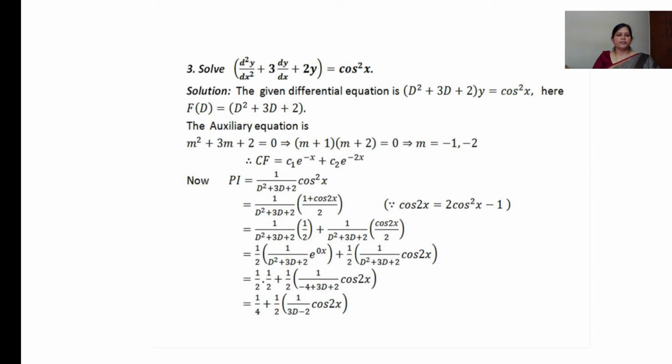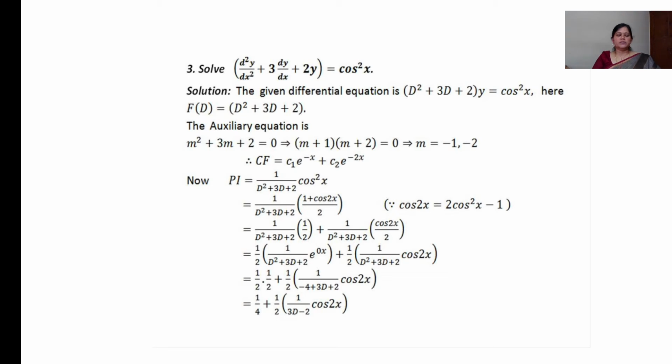Here we don't have a cos ax form or sin ax form on the right side, that is f of x. It is given as cos square x. So we want to change cos square x into cos ax form. Using the trigonometric formula, we rearrange the cos 2x formula. That is, cos 2x is equal to 2 cos square x minus 1. If you rearrange, we get (1 plus cos 2x) by 2 for cos square x. That's why we are substituting that for cos square x.